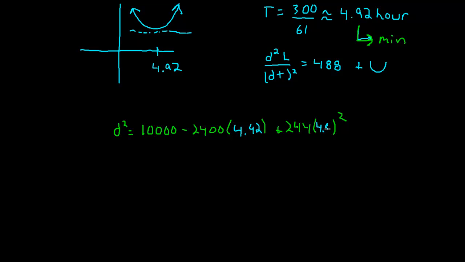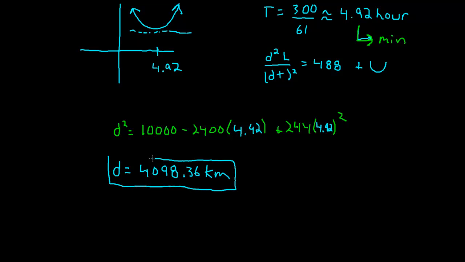This is sloppy, I know. There you go. If you do that and solve for d, take the square root of both sides, you should come out with 4,098.36 kilometers. Okay? So there you go. We've optimized it. These ships are the closest at just under 5 hours, and they are a little over 4,000 kilometers apart. Hope that made sense.